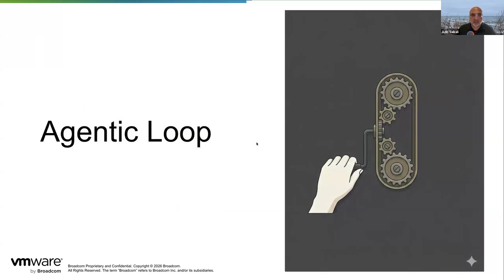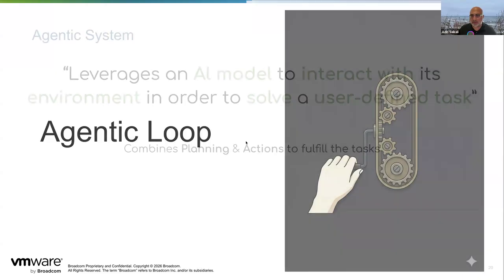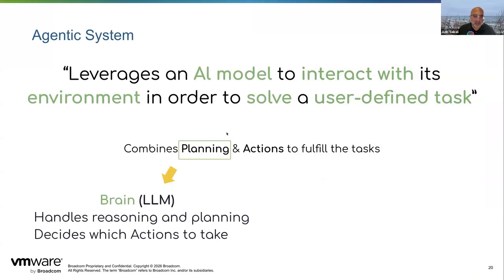So before we get into the code, let's level set with everybody on something important, which is the agentic loop. And what is the agentic loop? So we've already explained that what distinguishes an agent is that it has to be able to plan and act.